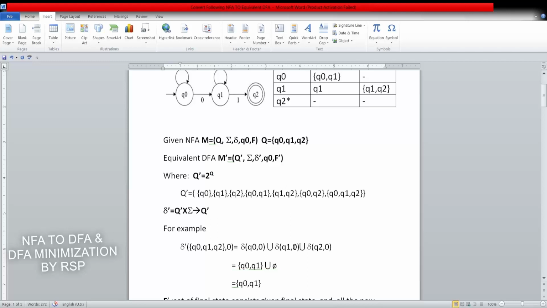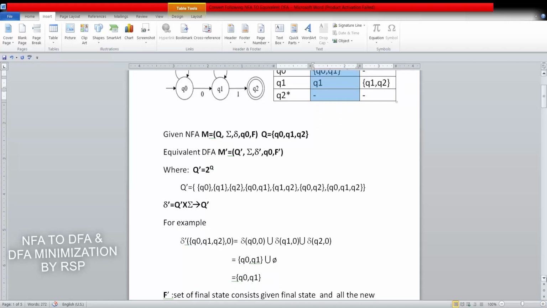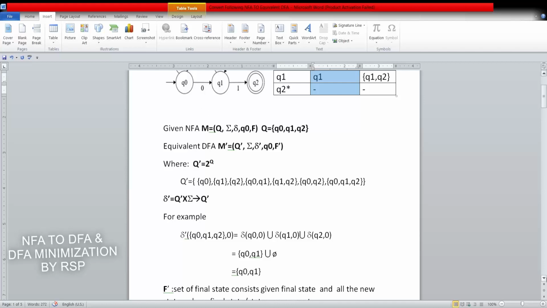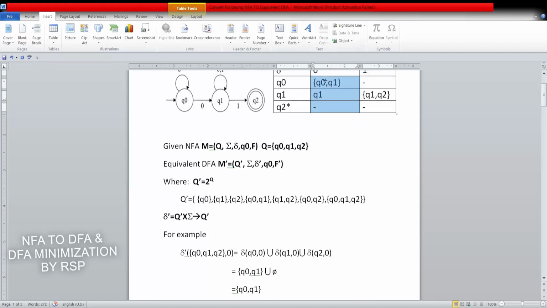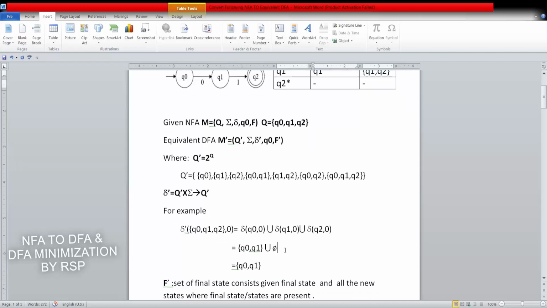You can see here Q0 on 0, Q1 on 0 and Q2 on 0. Directly we will get all these three entries, and the union of these three is the next state. So as you can see, it is Q0, Q1 and Q0, Q1 itself, because the union of these two is Q0, Q1 only. Here there is no state, so again it is phi.